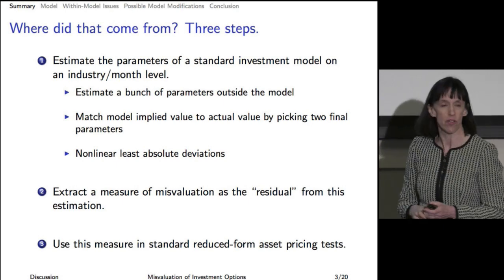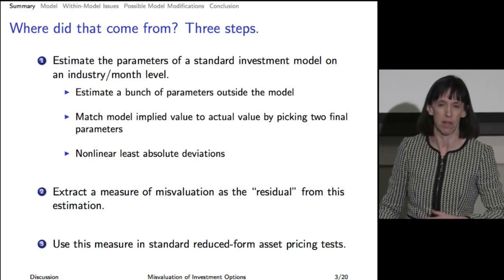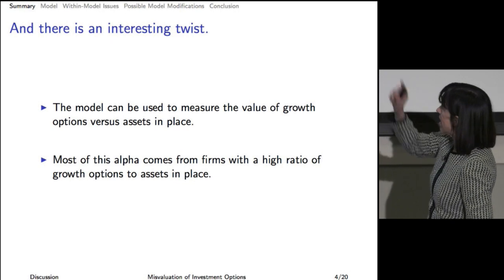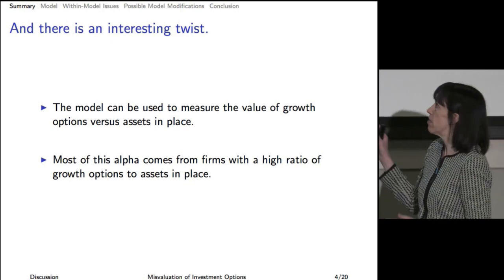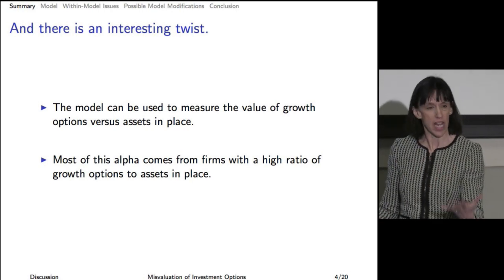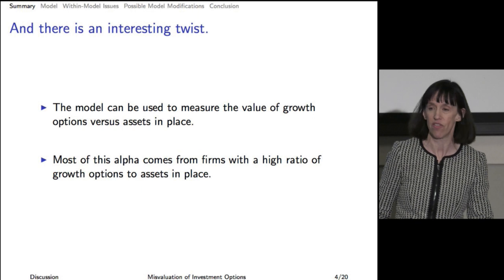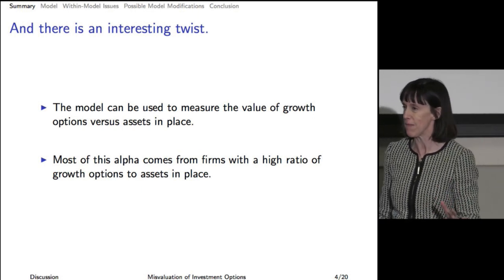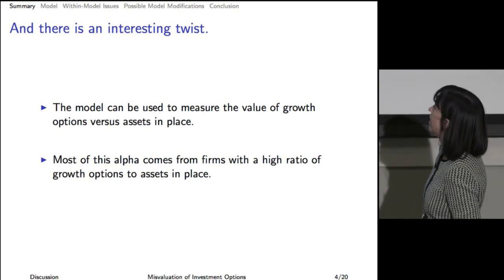Then they use this measure in standard reduced-form asset pricing tests. That's it. I'm not going to talk about the asset pricing tests. I'm going to talk about the investment model. And then there's one interesting twist. This is the part of the paper that I found the most convincing. They take the model and use it to measure growth options versus assets in place, and they find that most of the alpha comes from the high growth option firms. I thought that was interesting. It made me think, maybe there really is something here.